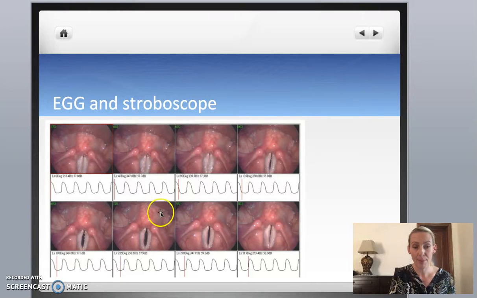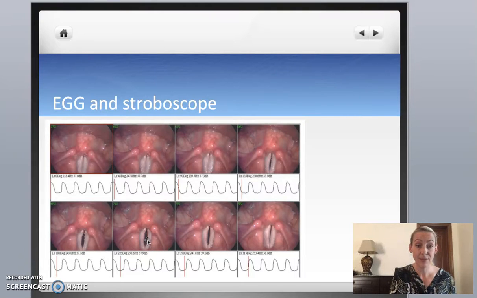So, for example, we said that when the EGG wave goes down, that means no contact between the vocal folds. And you can see here this picture was taken when the EGG waveform was very low. And what you can see in the picture is that the vocal folds are apart. They're not touching. There is a gap between them.